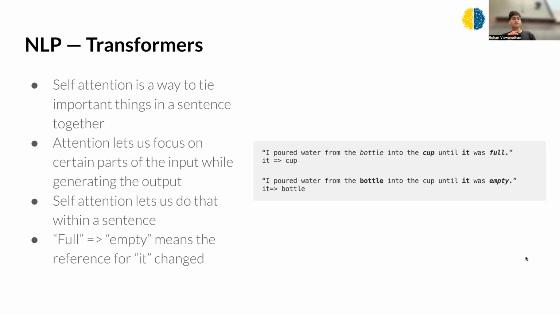For example, in this example on the right, I poured the water from the bottle into the cup until it was full. In this case, it is referring to the cup. I poured water from the bottle into the cup until it was empty. The only thing changed was full versus empty, but our entire subject changed from a cup to a bottle. So understanding this and performing self-attention might hint to things like the last word is extremely important because it's changing the overall subject of our sentence.